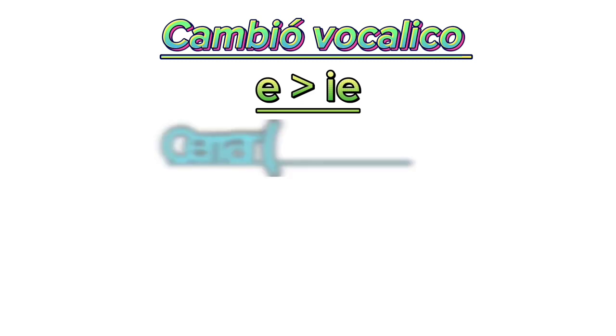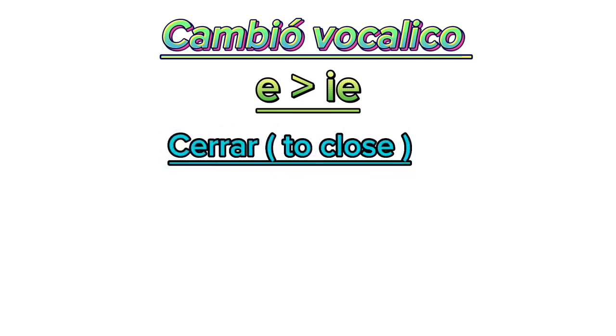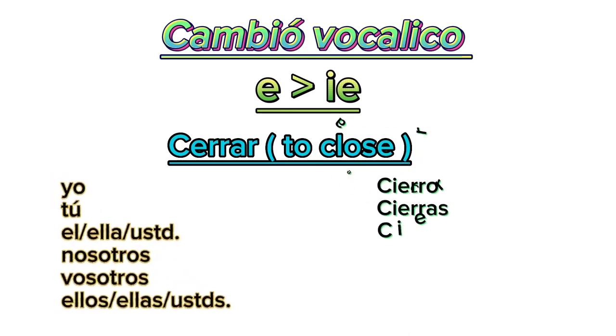So even in cambio vocálico we have three subcategories. What are those? E cambia por IE. Number one, in this category what happens is the E in this verb changes to IE when we conjugate them. Let's take an example. We have cerrar. Cerrar is a verb that means to close. Okay, like cerrar la puerta, that is close the door, like that. So here the E changes to IE and the conjugation becomes cierro, cierras, cierra.